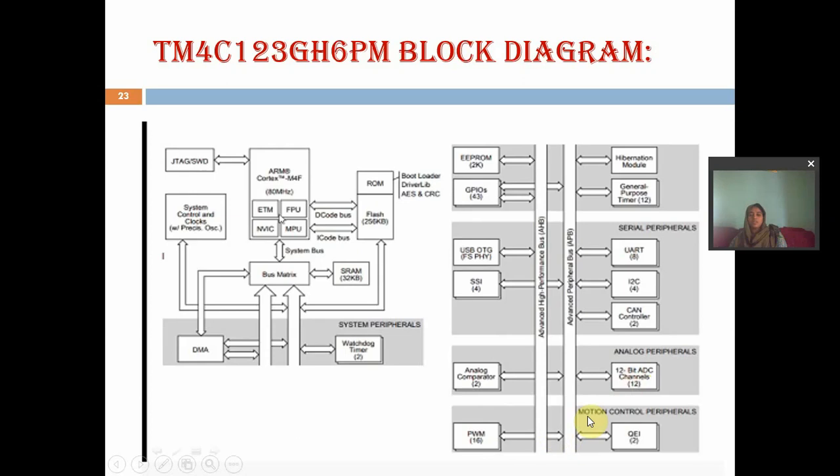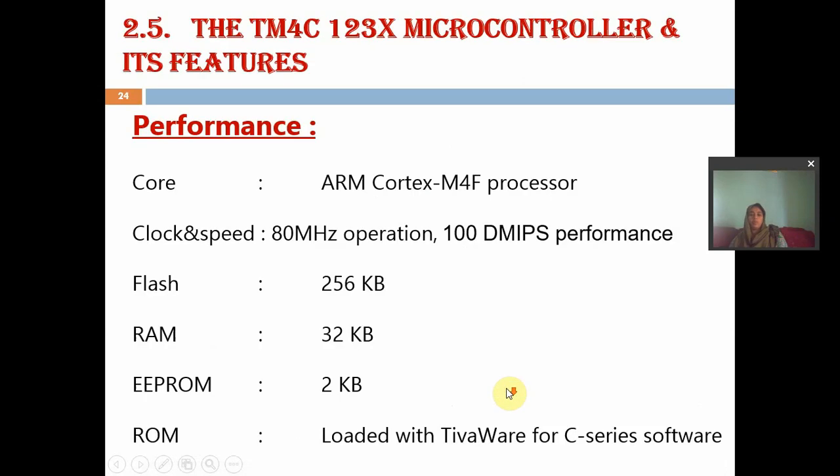Next is motion control peripherals. To control the speed of the motor, we use these two: PWM, pulse width modulation, and QEI, quadrature encoder interface, 2 QEIs and 2 PWMs. So these are the features of the TM4C123 series.